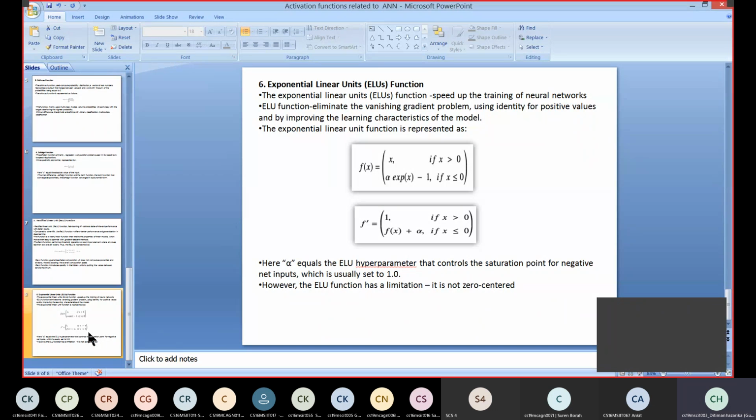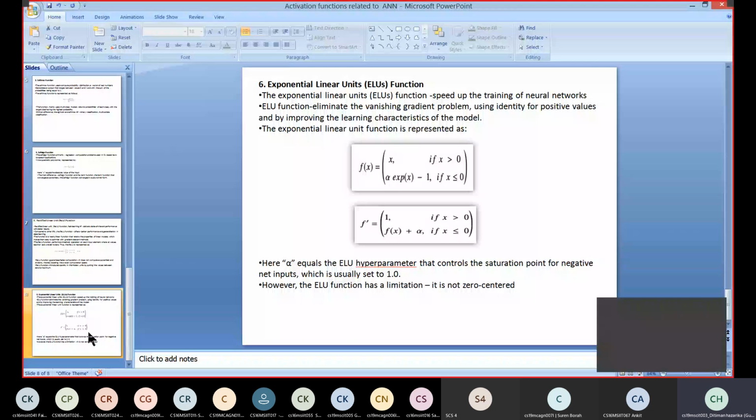The exponential linear unit function is represented as f(x) equal to x if x is greater than 0, and alpha times (exponential of x minus 1) if x is less than or equal to 0. Its derivative is given by 1 if x is greater than 0, and f(x) plus alpha if x is less than or equal to 0. Here alpha is the ELU hyperparameter that controls the saturation point for negative net inputs, which is usually set to 1.0.